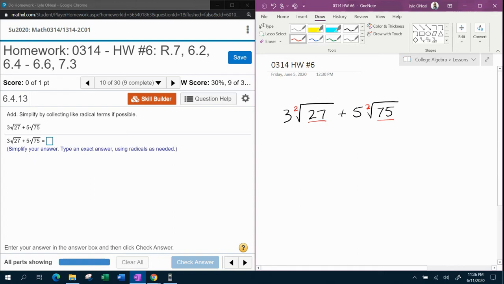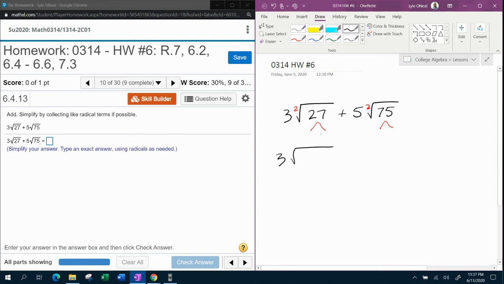And so my job, like Mission Impossible, my mission, should I choose to accept it, is to try to get these radicands to match. Here's how we're going to attempt this. We're going to try to break these numbers down into factors where one of the factors can be square rooted. So our first job is to find factors of 27.